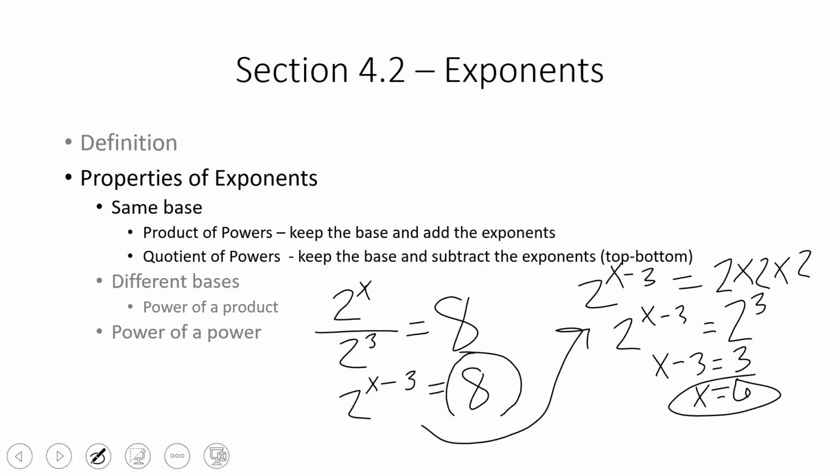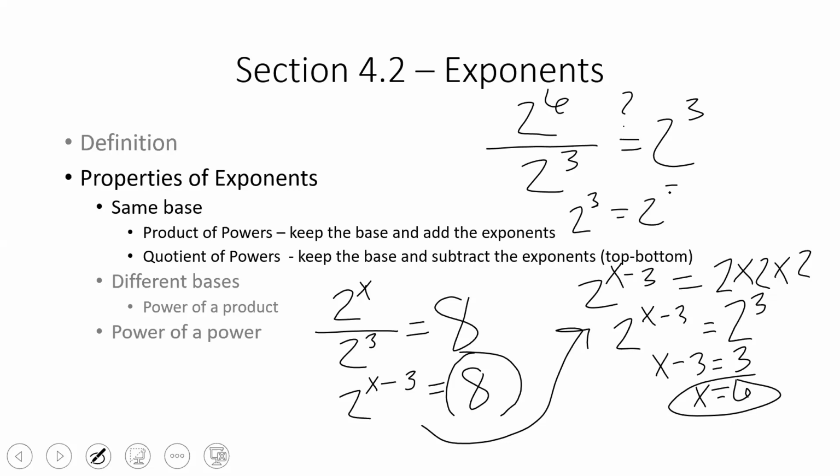And I'm going to double check that. So if I go over to our original problem, it would be 2 to the 6th over 2 to the 3rd. And we're wondering if that's equal to 2 to the 3rd. So on the left side, we're going to take 6 minus 3. We have 2 to the 3rd equal to 2 to the 3rd, and we are good. Let's move along to problems that we can encounter if we have different bases.